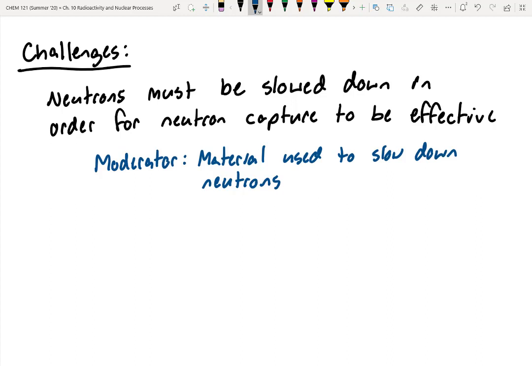All right. With charged particles, everything's different. With charged particles, we have to overcome the repulsion by the nucleus.